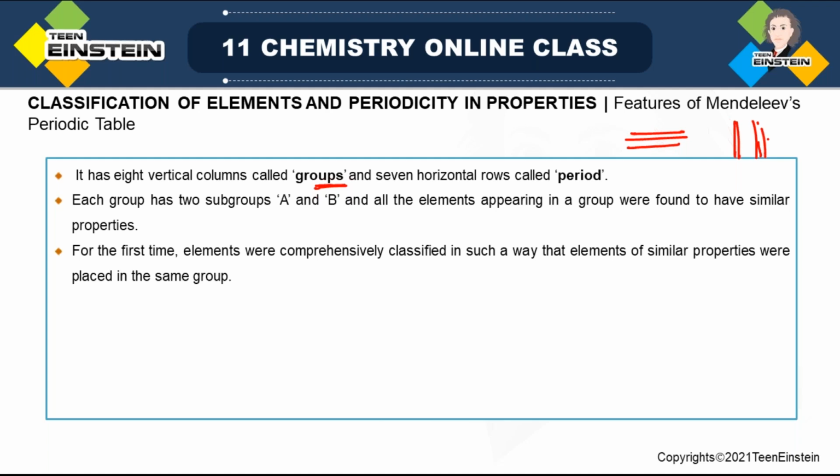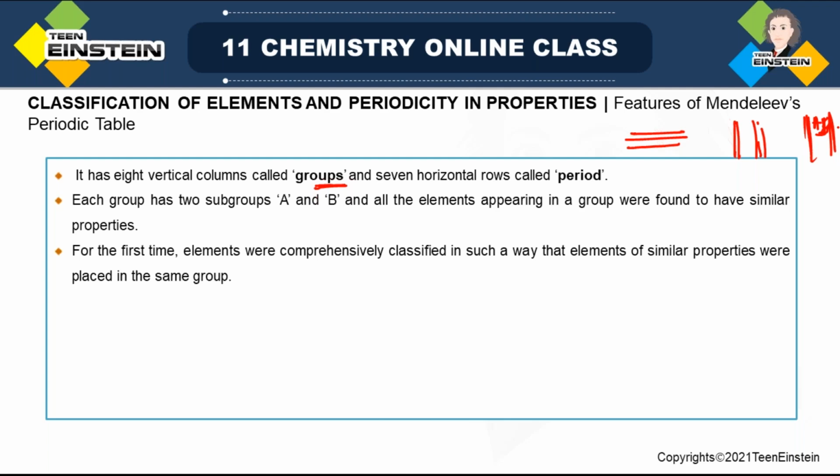Now, under each group, there are two subgroups. Suppose this is one group. There is A, there is B. That means there is a subgroup under each group. So if it is group 2, it is 2A and 2B. If it is group 8, it is 8A and 8B, like this. And all the elements appearing in a group will have similar types of properties.